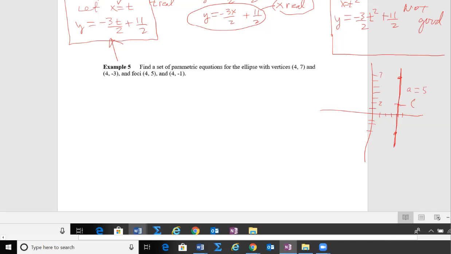Okay, now what we don't have is the B, but that can come from the C, which we get from these foci. 4, 5. So 4 and over at 3, 4, 5. So it's here. So you can see that's the focus, and that it is 3 units off, and I might as well put this in there. 4, 2. That's my center.